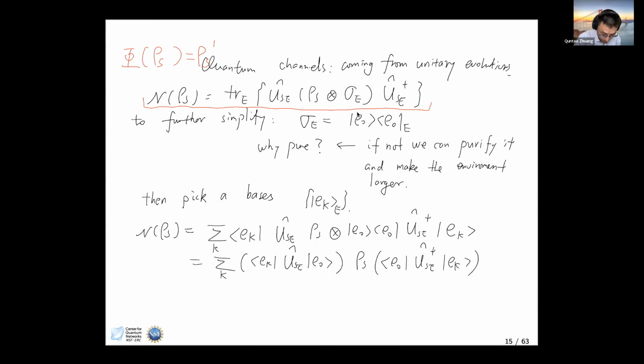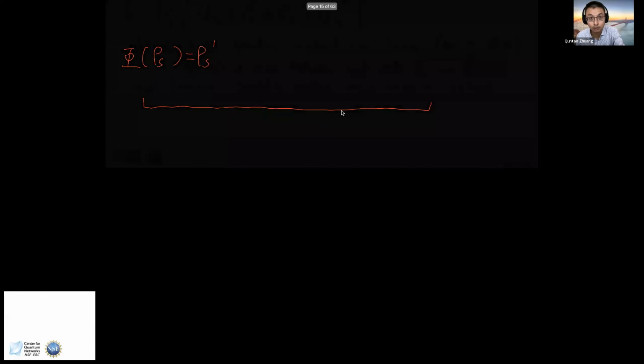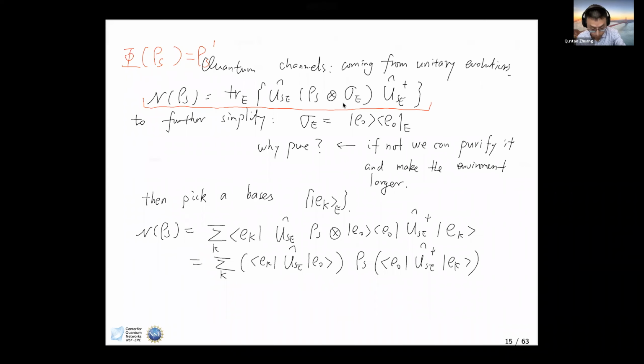In other words, in the previous picture, let's go to the, oops. Okay, I will stick with this picture. So essentially, if you have an S system and an E system, and you have a unitary U_SE, and you find the E system to be in a non-pure state, you can include another E prime system to purify this, such that E and E prime together are in a pure state overall.